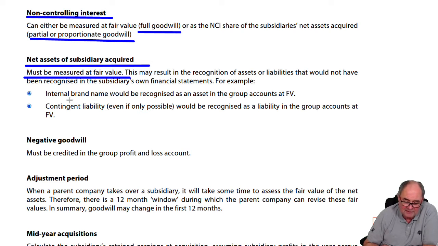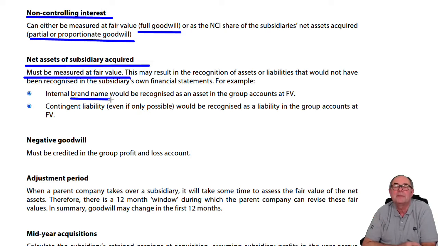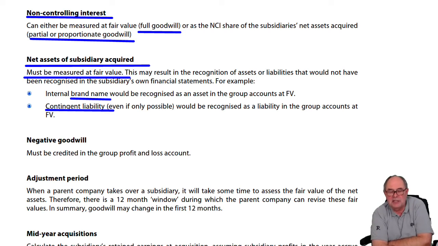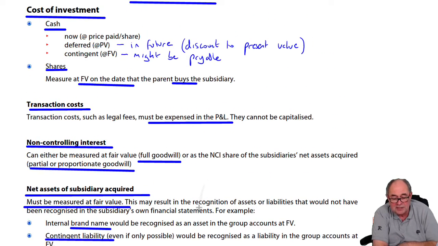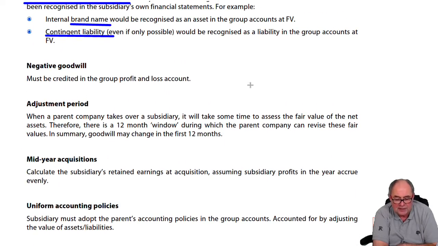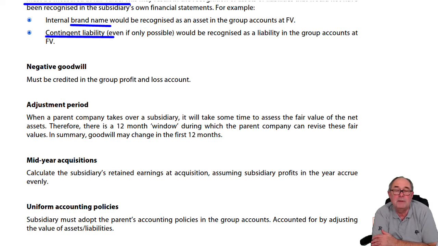Everything is measured at fair value. Brand names: an internal brand name would not normally be capitalised, but if it's part of the goodwill exercise, yes, it will be in the group accounts. Whenever you're thinking about goodwill, the standard rules on contingencies go out the window. Contingent consideration must be measured at fair value. Contingent liabilities must be measured at fair value. Clearly, if the contingent liability is remote, the fair value would be very small.